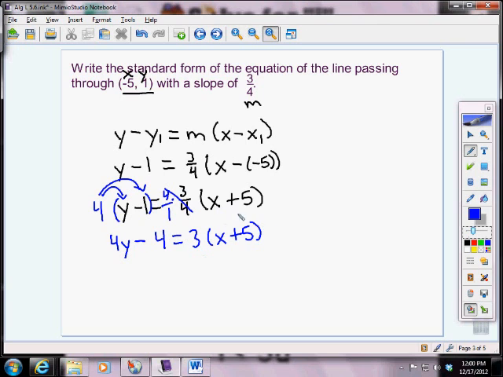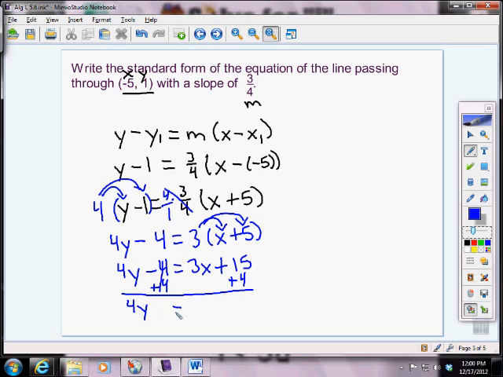So now we've got integer coefficients. We just need to put it in standard form. Don't forget you do need to use the distributive property. So this becomes 4y minus 4 equals 3x plus 3 times 5 is 15. If we add 4 to both sides, there are different orders you can do this in, 4y equals 3x plus 19.